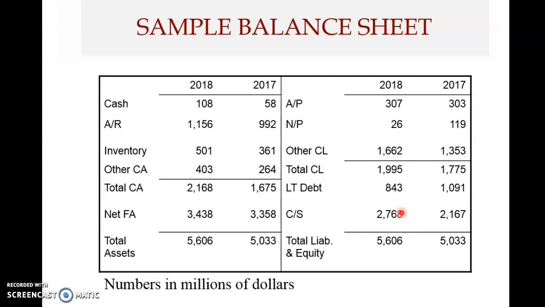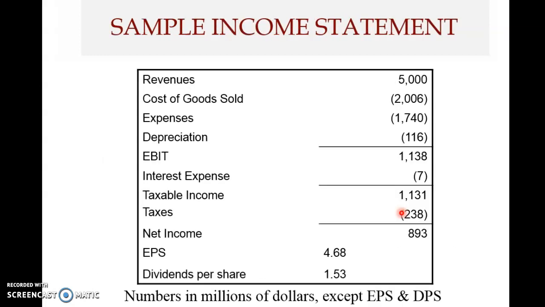You're also given the income statement for the same company. Sample income statement. Okay, you have sales here all the way down to net income. You're also given EPS, earnings per share, which is net income divided by number of shares outstanding. So the number of shares outstanding is not directly given, but I'll show you this later. Then you are also given dividends per share, that means the amount of dividend paid per share, or DPS.